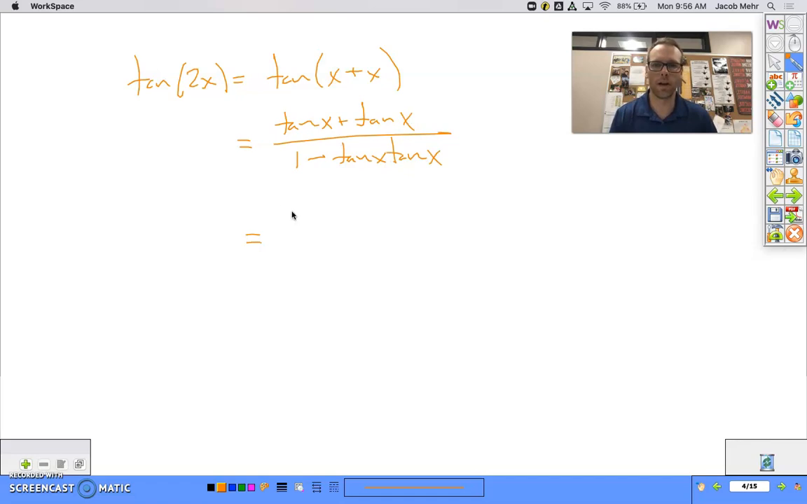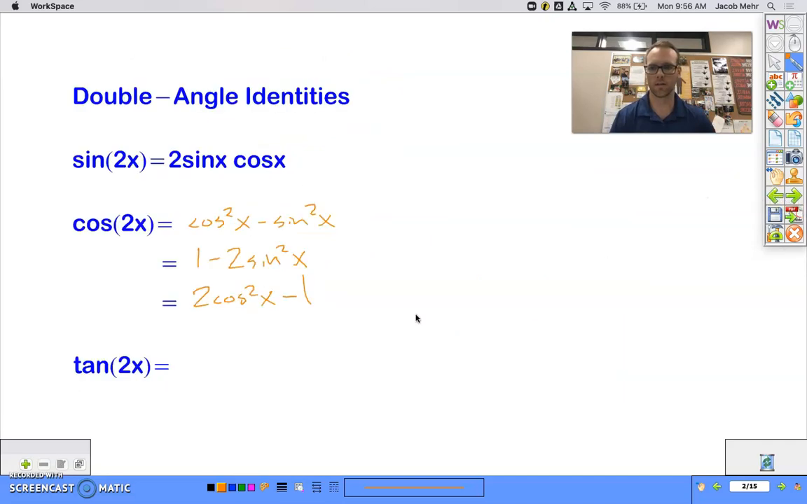In the numerator, I have 2 tangents of x. In the denominator, I have 1 minus. This would be a tangent squared. So that is our tangent double angle identity. And I hope that was one you were able to come up with as well. Okay.